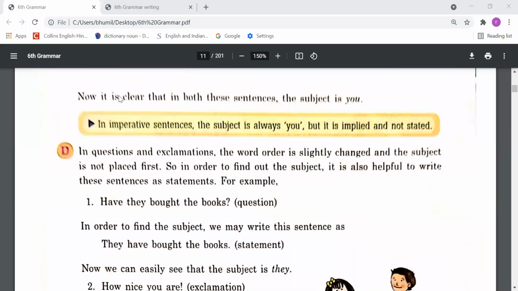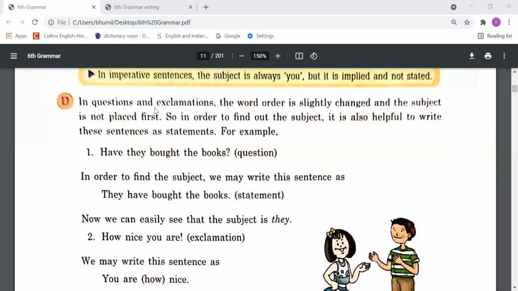Next page. Now it is clear that in both these sentences the subject is you. In imperative sentences the subject is always you, but it is implied and not stated. Same thing I have told you, that it's hidden. It's not spoken or written.